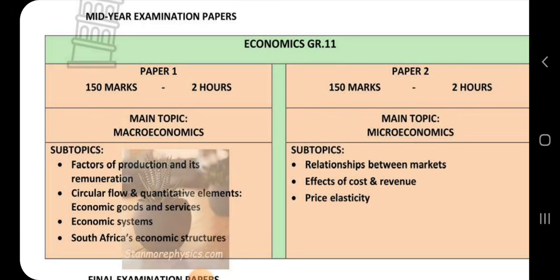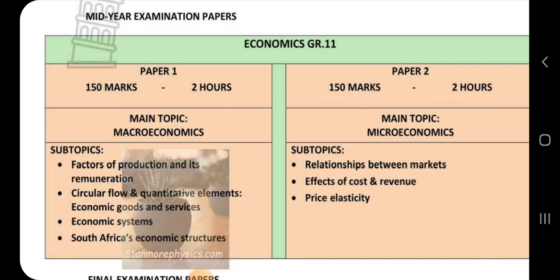Okay, so just a recap on paper 1. The main topics, it's macroeconomics. So we have factors of production and its remuneration, and then we have circular flow and quantitative elements, where we have economic goods and services, and then we have economic system and South Africa's economic structure. So this is paper 1. You're going to be dealing with macroeconomics, and in paper 2 you will be dealing with microeconomics.